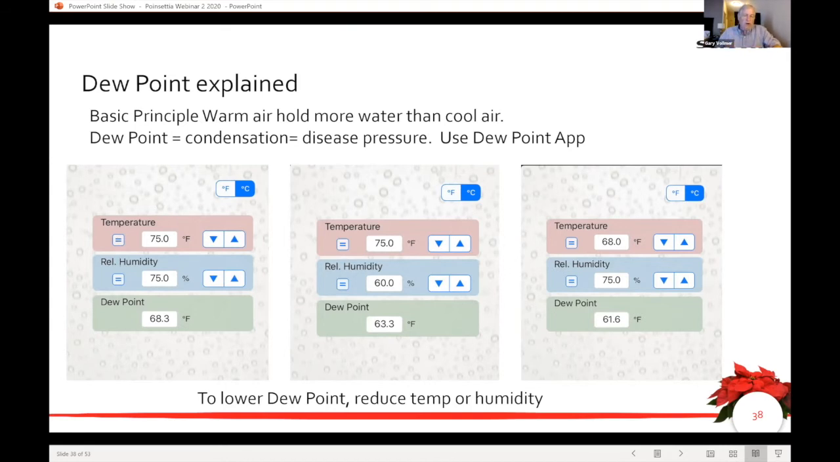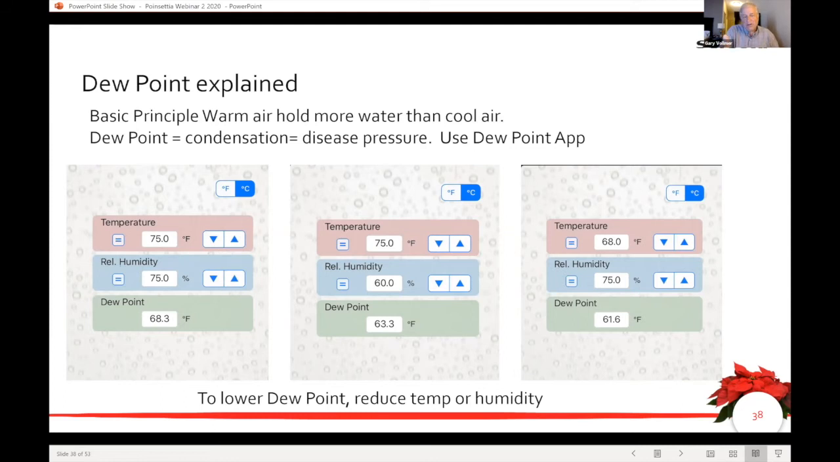So if you look on the little thing on the left, you see that the temperature is 75 degrees, the relative humidity is 75 percent. That means the dew point is 68.3. That means if that humidity doesn't change as the temperature drops to 68.3 degrees, you will start to get condensation. Whether you see it or not, it's happening. It can be microcondensation. And at that point, powdery mildew and botrytis get very happy.